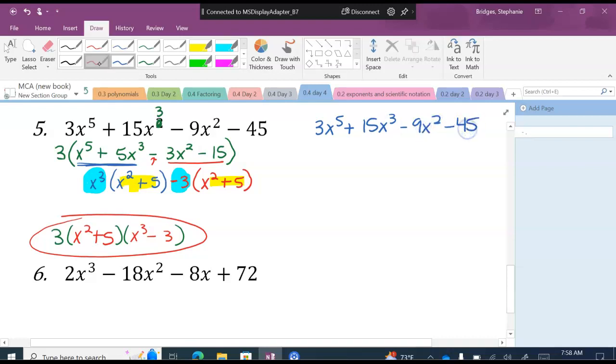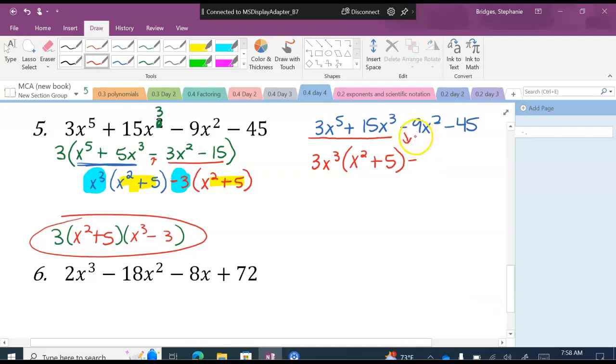Okay, let's look at it the other way. Focusing on my first 2 terms, what is it that they have in common as is? 3x to the 5th and 15x to the 3rd. What do we have in common? 3x to the 3rd, okay. And then if I write what's left over, that gives me x squared plus 5, correct? Okay. Then we're going to bring down our minus sign.